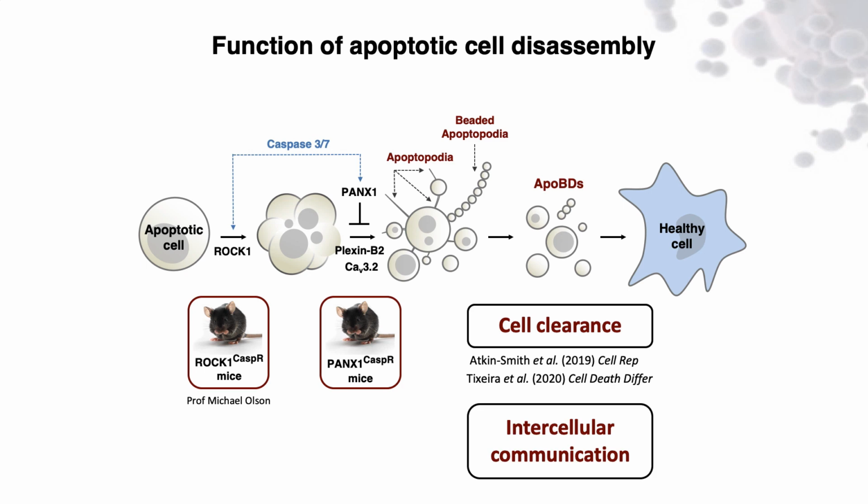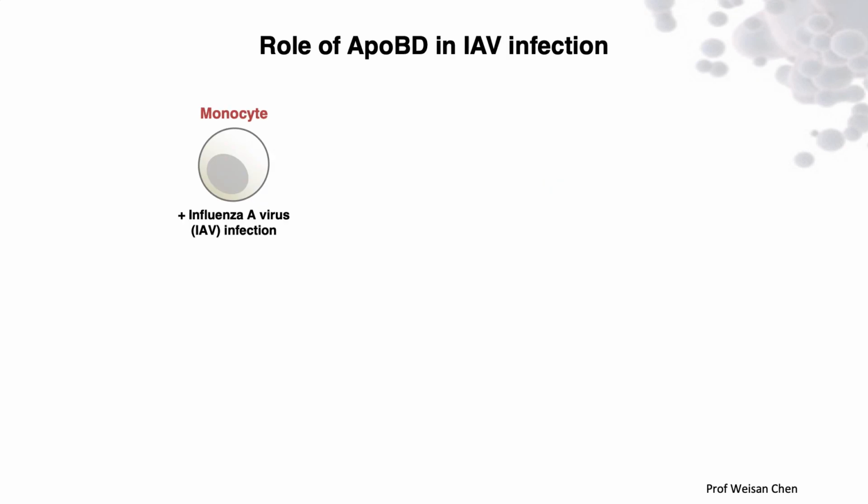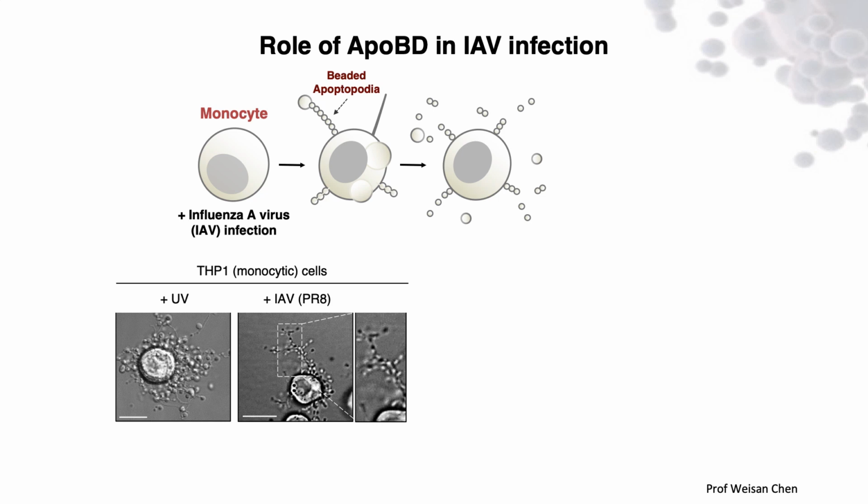But what I do want to focus on today is the role of apoptotic bodies in intercellular communication. Initially, we were interested in this in the context of influenza virus infection, because at that time we were interested in how monocytes undergo disassembly to form apoptotic bodies, and it's also well known that when monocytes are infected with influenza virus, they can undergo apoptosis. We demonstrated that, similar to UV-treated cells, when we infect monocytes with influenza and they undergo apoptosis, they generate the beaded protrusions that I mentioned before.